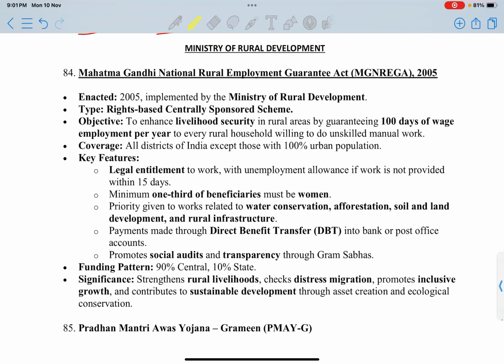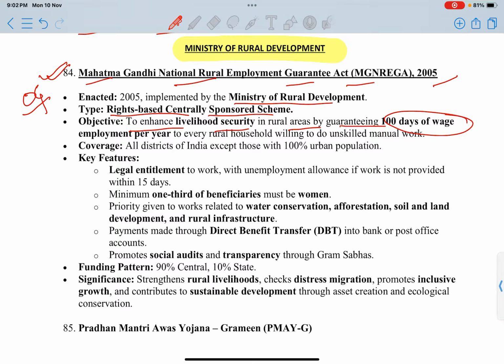Next, Ministry of Rural Development. See, this is the OG scheme, Mahatma Gandhi National Rural Employment Guarantee Act, also known as MGNREGA 2005. It is implemented by the Ministry of Rural Development. It is a right-based, centrally sponsored scheme. Objective: to enhance livelihood security in rural areas by guaranteeing 100 days of wage employment per year. Coverage: all districts of India except those with 100% urban population.